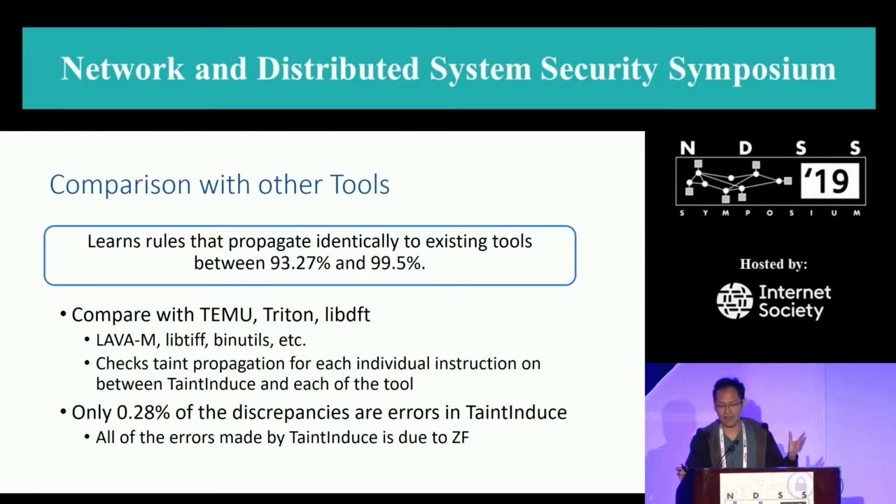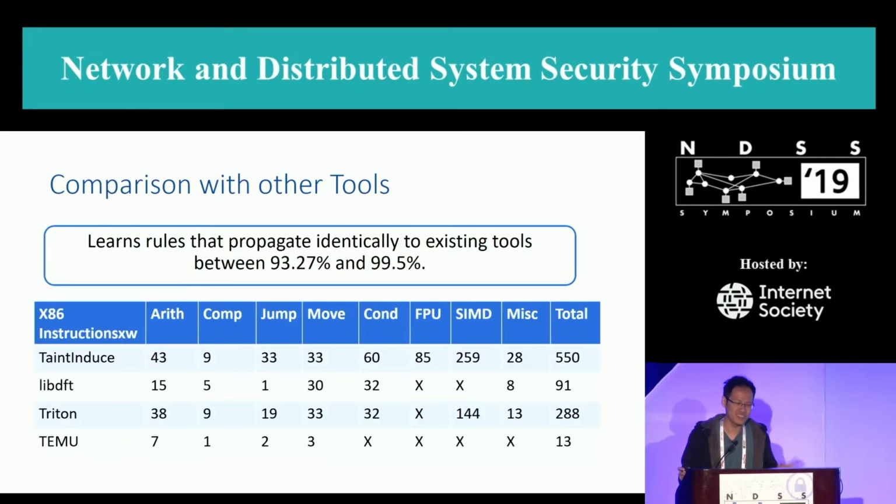And in times where there's a discrepancy, only 0.28% of the discrepancies are due to errors in the rule generated by TAINT INDUCE. For all these discrepancies, the reason is that TAINT INDUCE did not observe a particular influence relation from the observation set that we have. Do take note that all these engines just support a subset of the x86 instructions, and really, this is probably the first time we have a method to, in a not so painful way, obtain TAINT rules for architectures such as ARM and MIPS and so on.